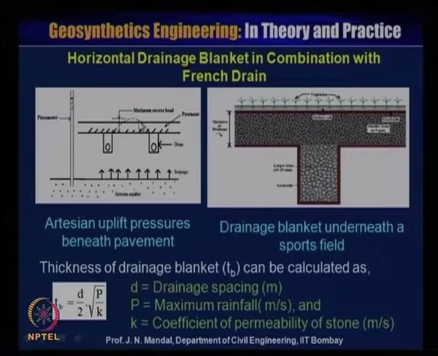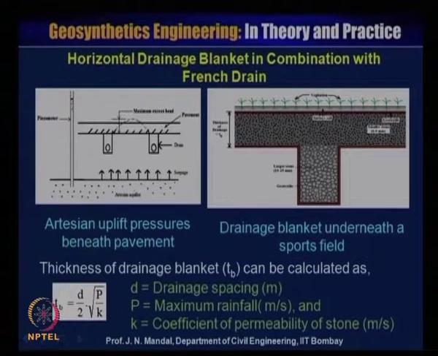Now, we have to calculate what will be the thickness of the drainage blanket, that is TB. So, TB can be expressed with this equation. TB is equal to D by 2 root of P by K, where D is equal to drainage spacing, that is between the two drains, in meters, and P is equal to maximum rainfall, meter per second, and K is the coefficient of permeability of stone, meter per second. So, if we know these, then you can calculate what should be the thickness of the blanket.